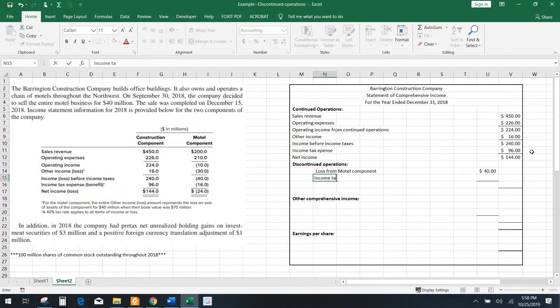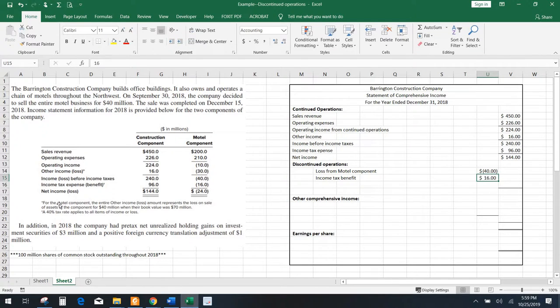Income tax benefit. Had we had a gain, I'll go ahead and put a negative in front of that to make it clear that it's a loss. Okay, had we had a gain, we would have another income tax expense. But since we lost money, we get to write it off on our taxes. So the income tax benefit is 16.